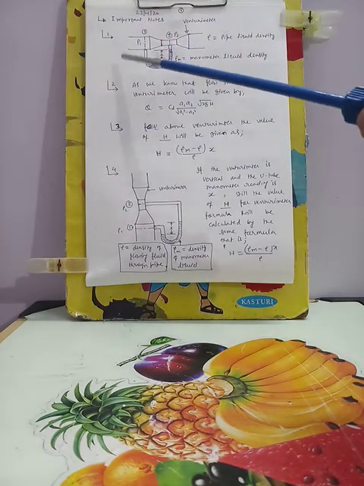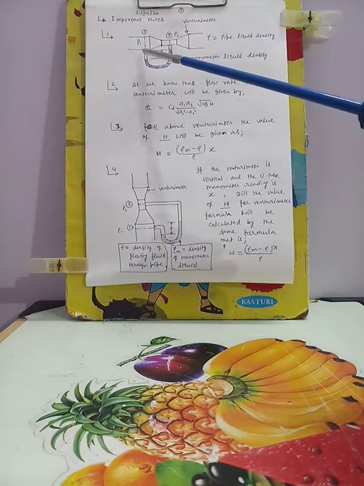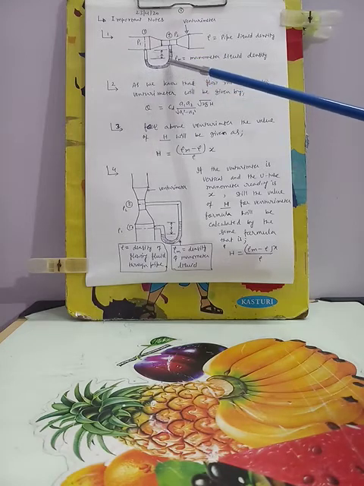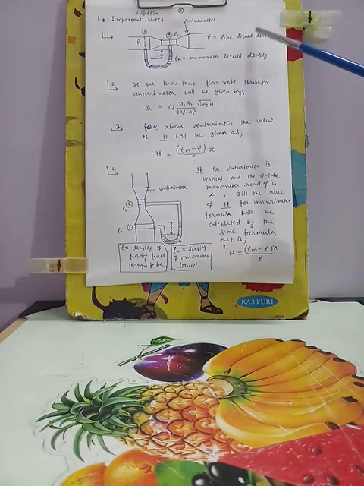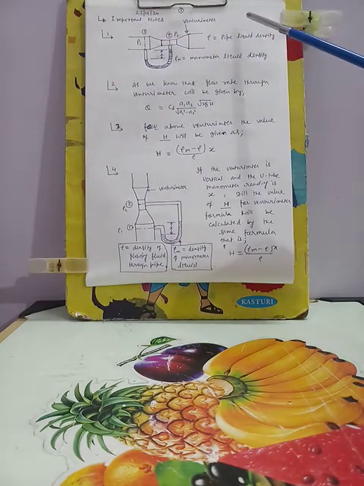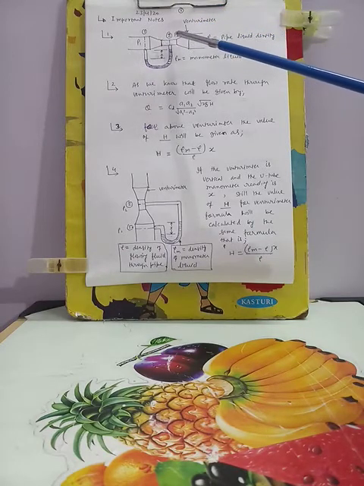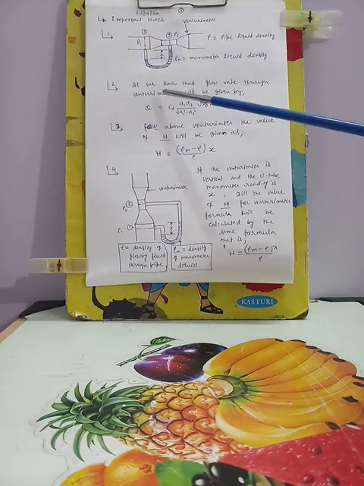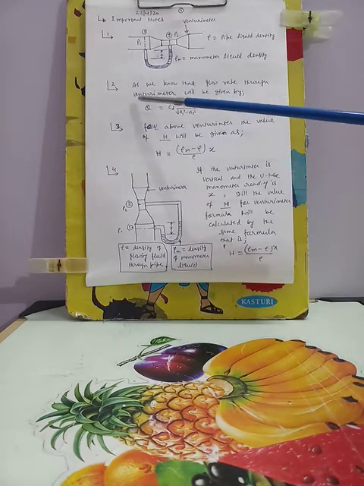Suppose this is the venturimeter and a U-tube manometer is fitted as shown in the figure. Here rho m is the manometer liquid density and rho is the pipe liquid density which is flowing through this pipe. To measure the flow of fluid through this pipe, we will use this equation of venturimeter that we had derived in the last class.